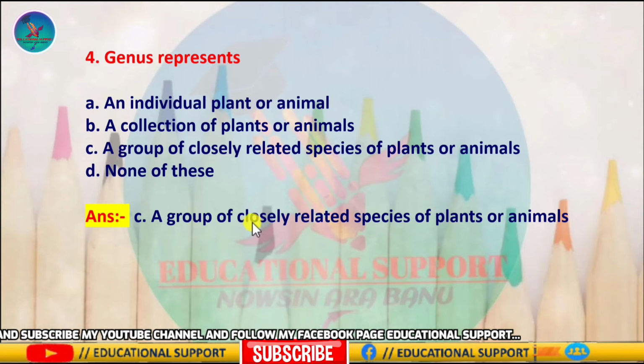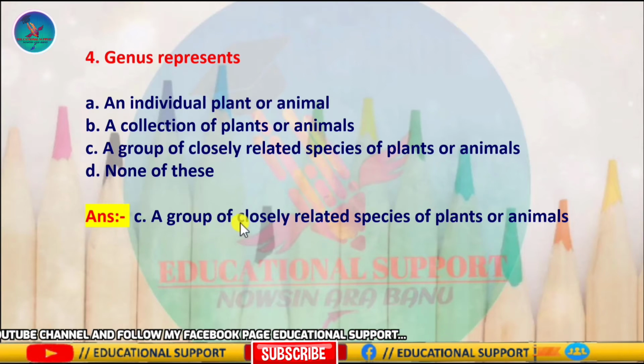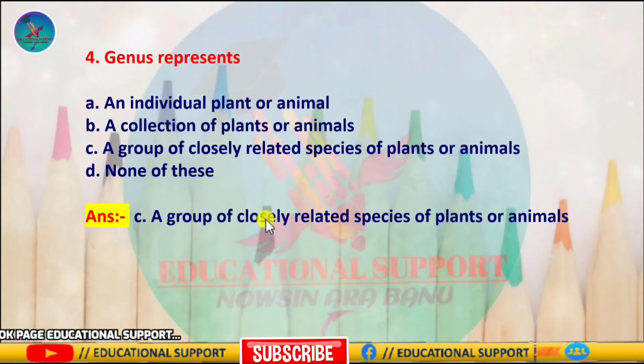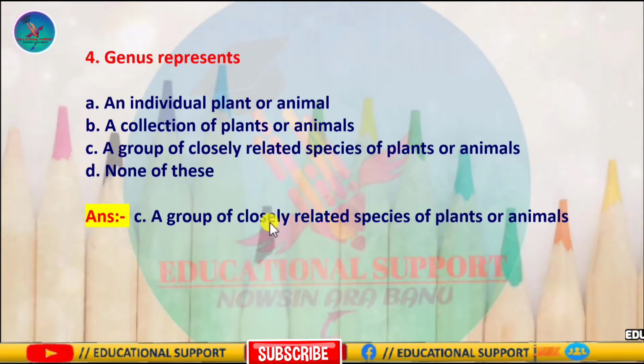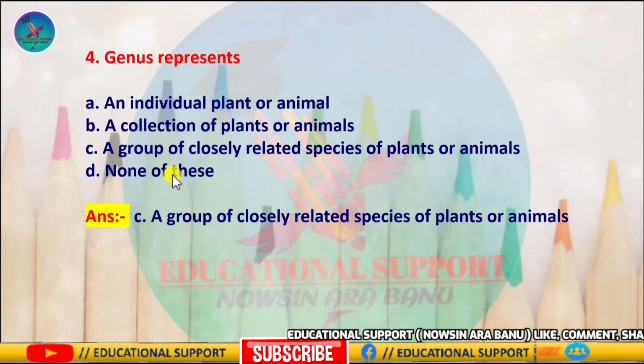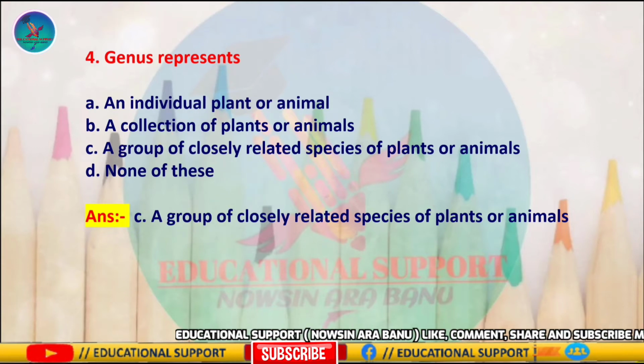Because genus comprises a group of closely related species which have more characters in common in comparison to species of other genera. The other options don't define genus. So the correct answer is option C.